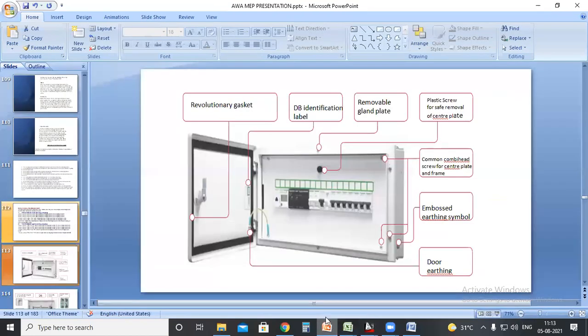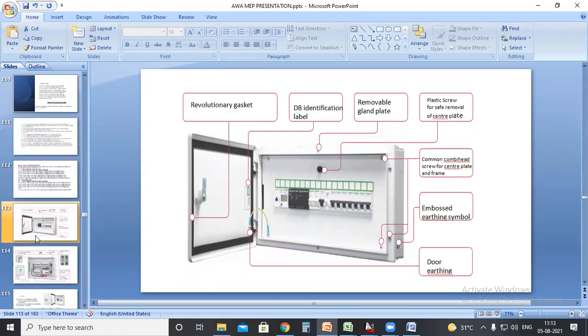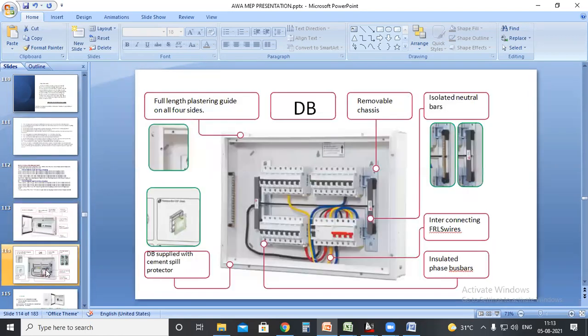A TPN DB normally has a three-phase supply. Here, the load will be greater than 5000 watts, and we will be having outgoings as single phase supply. For example, I will be taking the three-phase supply. This is an example of a three-phase DB. Here this red breaker is an isolator. The supply is coming from the nearest energy meter.